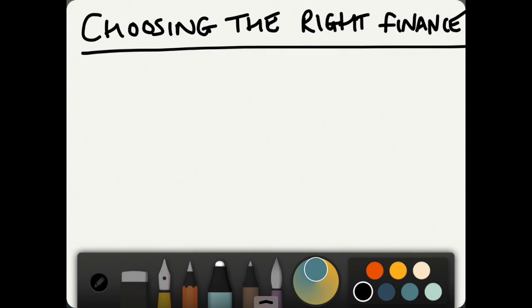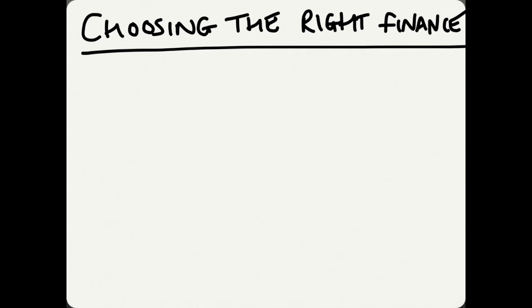It's really important that businesses choose the right source of finance. And when you're answering questions on this in your exam, you need to have a look at the type of business that you're talking about. Now, there are a few factors that a business needs to consider. So first of all, the availability of finance.